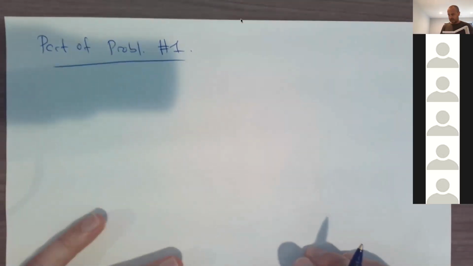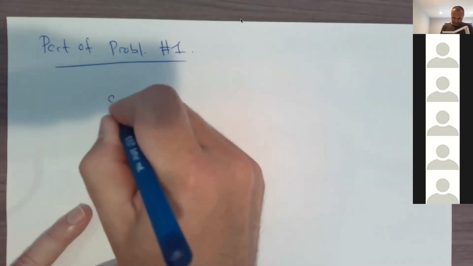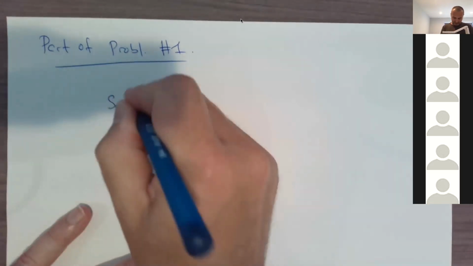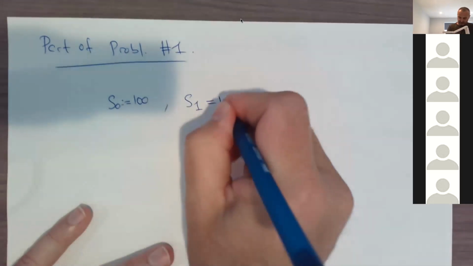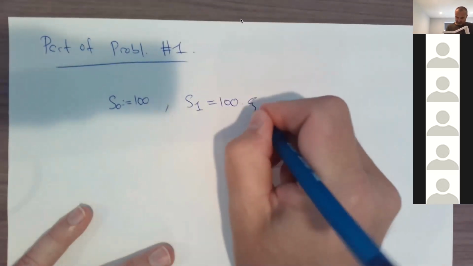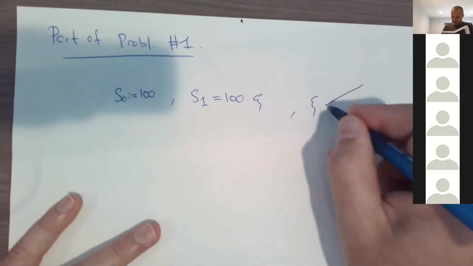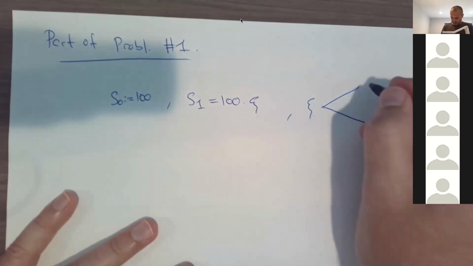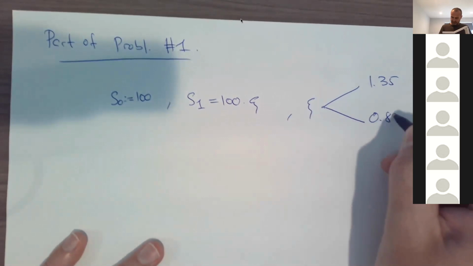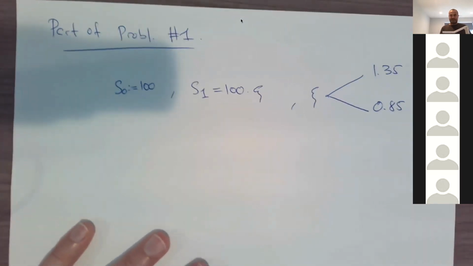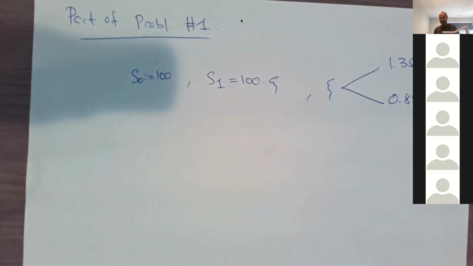So what we're looking at is a model that has an initial stock price of 100. So the stock price at time 1 is going to be 100 times this psi, and psi can take two values. It can either go up 1.35 or it can go down 0.85. Before it was 2.5 and now it's a little bit different. Again, there are no probabilities given.